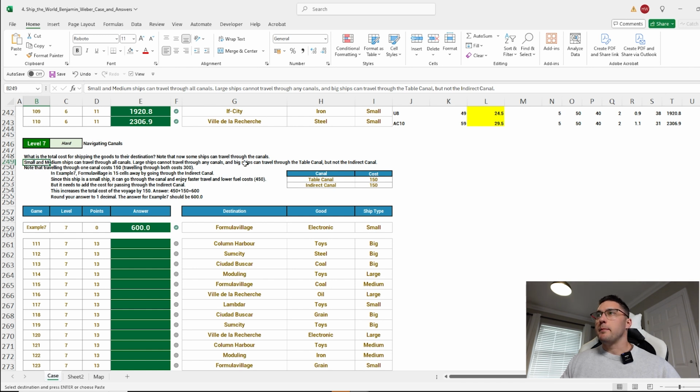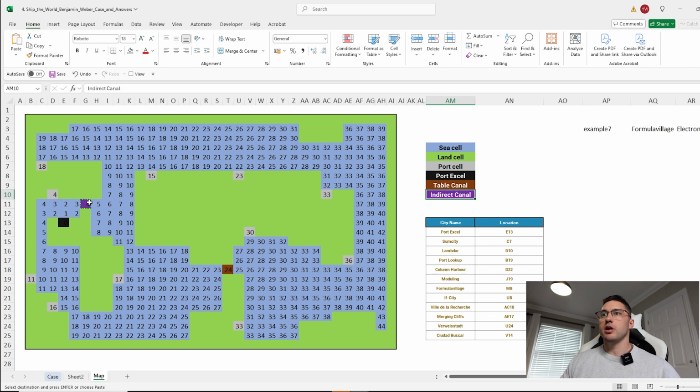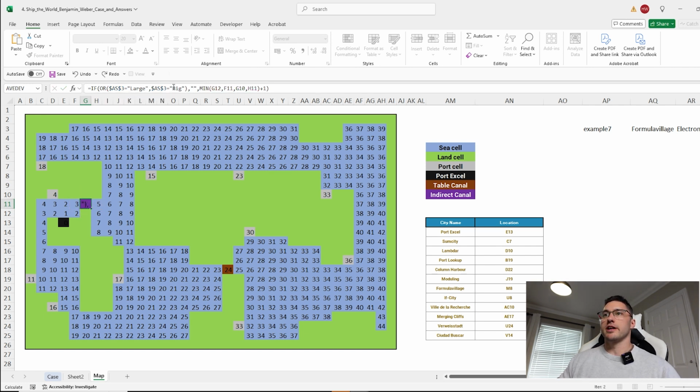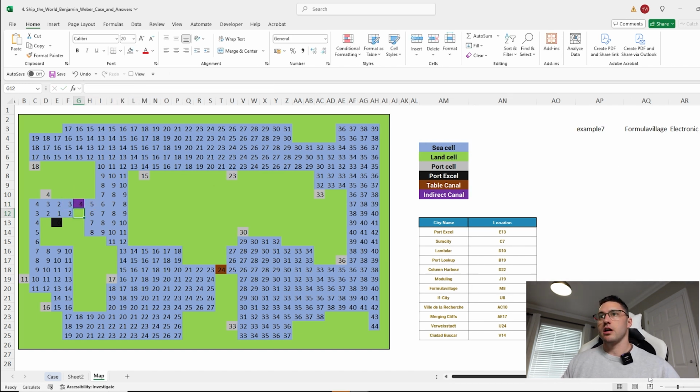And then we need to add that big can go through table, but not indirect. So the indirect is the purple one, so big ships cannot go through this. So let's do an or if it's big. So change that to big. And then our canals will open or close dynamically as the question number changes when we get to a data table.